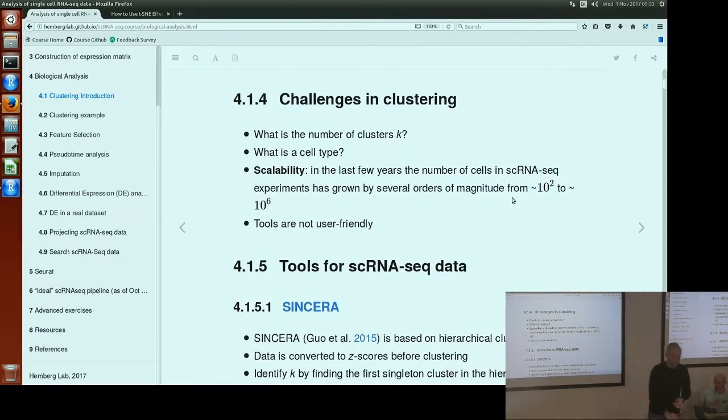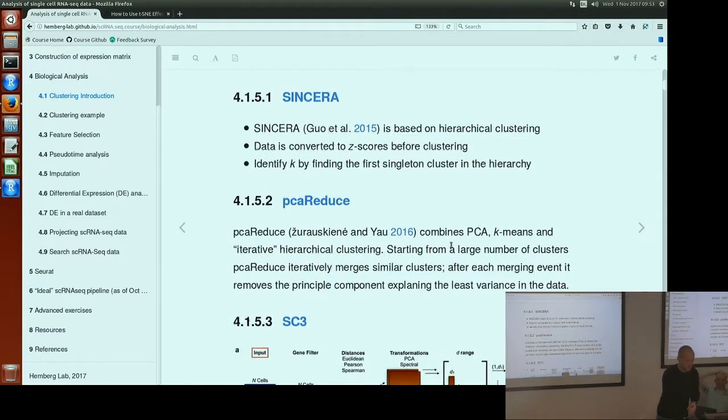The first one is called Sincera. This is already quite an old tool, and it's quite straightforward because it's based on hierarchical clustering. There is some normalization of your data set before doing clustering, but after that, it's a simple hierarchical clustering. The second tool is called PCA Reduce. It combines dimensionality reduction using PCA, k-means clustering, and some iterative hierarchical clustering. If you are interested, you can look into details in this paper.